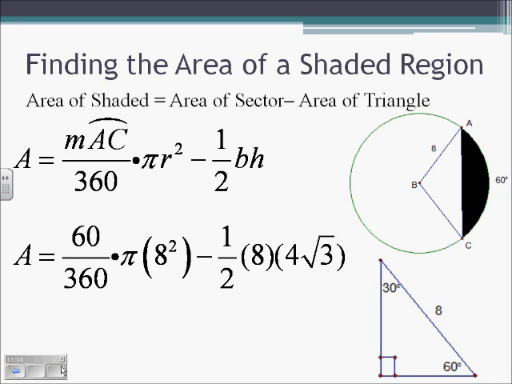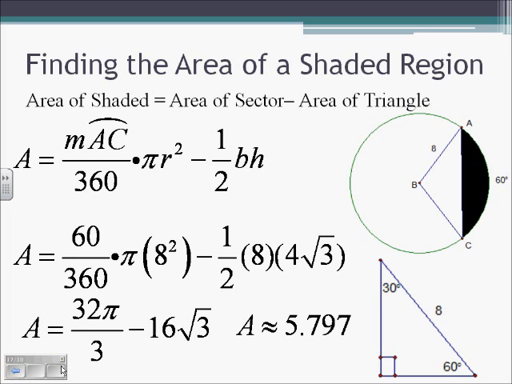So we end up with our arc measure, which is 60 over 360 times pi times 8 squared minus 1/2 of 8, which is our base, times 4 square roots of 3, which was our height. So our area is going to be 32 pi over 3 minus 16 square roots of 3. So our area is going to be 5.797.